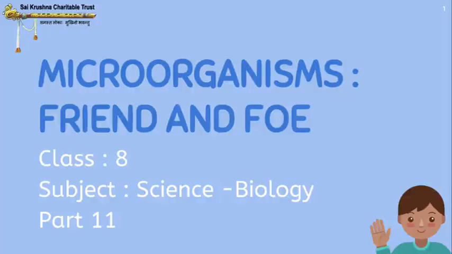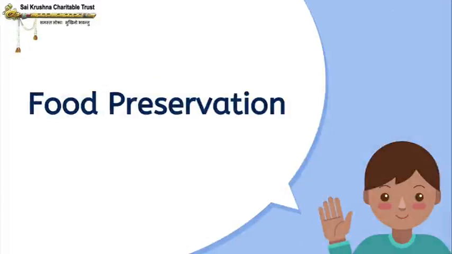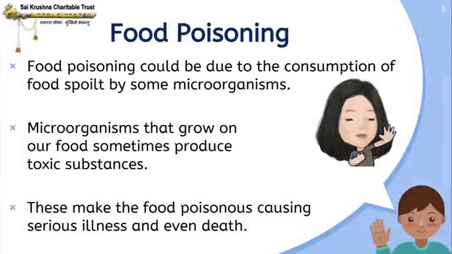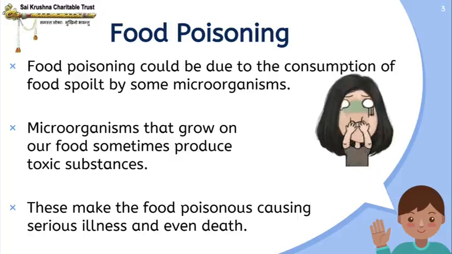Sairam students, in the previous video, we learnt about disease causing microorganisms. We learned that microorganisms can spoil our food. In order to avoid that, we are going to learn food preservation. We already learnt about food poisoning. Do you remember what is food poisoning? Food poisoning is caused due to the consumption of food spoiled by some microorganisms.